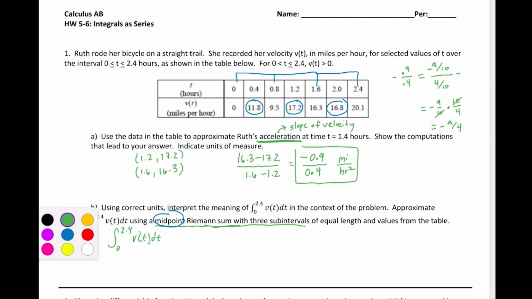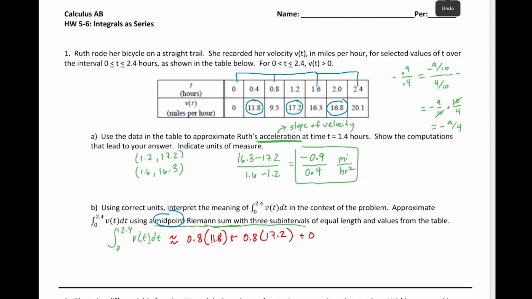So this will equal, or at least approximately equal, 0.8 times 11.8 plus 0.8 times 17.2 plus 0.8, again, one last time here. Make sure I get the decimal in the right place there, times 16.8.